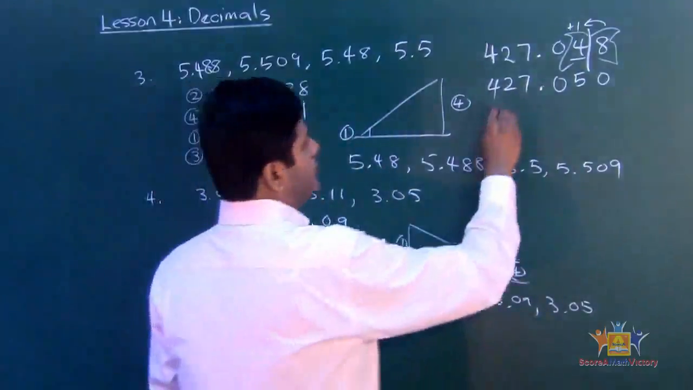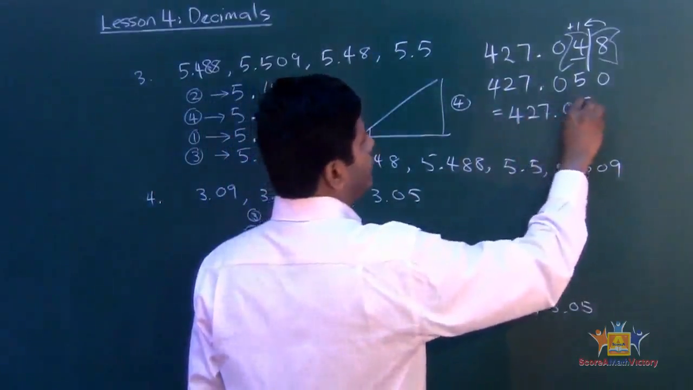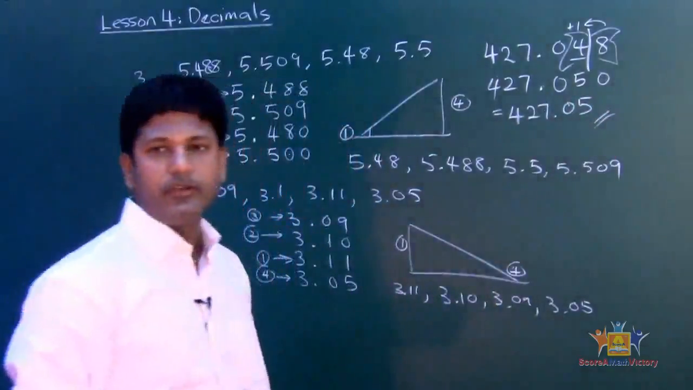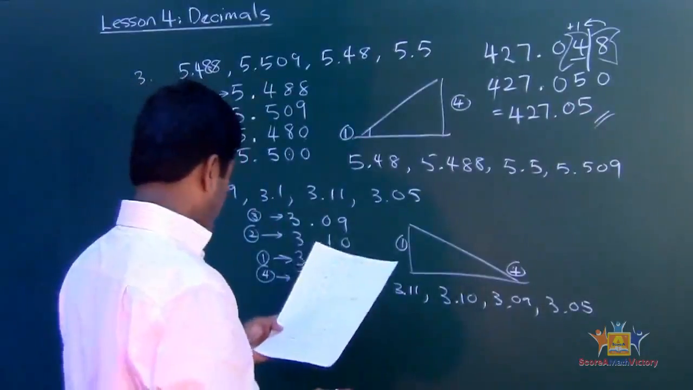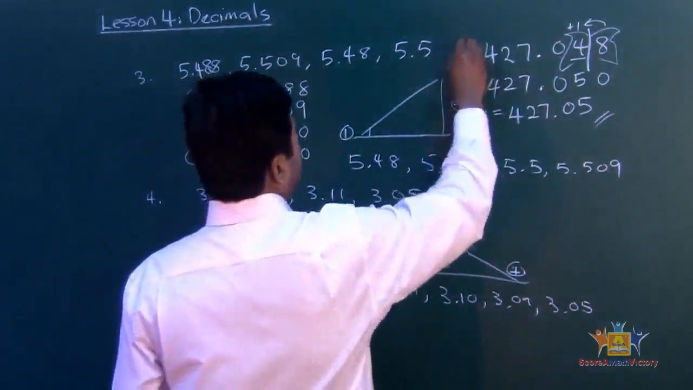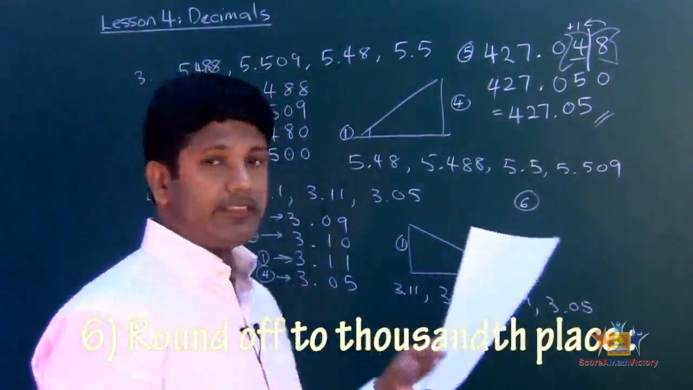So your final answer should be 427.05. That's your final answer. Okay. Good. And that's for problem number 5. Okay, so we did problem number 5. Now problem number 6.